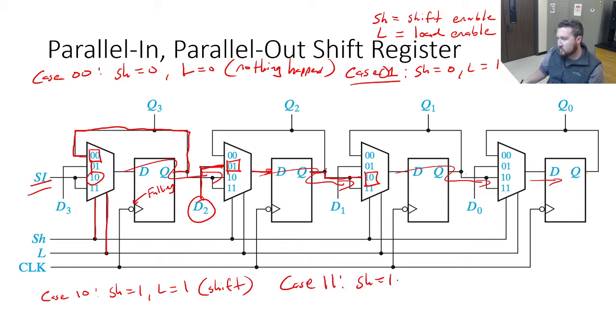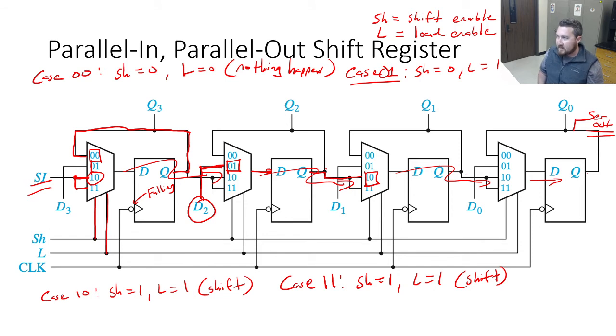And also, case 1, 1, which is SH equals 1 and load equals 1, we also want to shift, right? It wouldn't make sense to load and shift simultaneously. So what this design does is it takes the serial input and ties it directly, so this is tied to both of them. In the case where shift is 1, we don't care what L is. Shift gets priority. If shift is 1, then L is a don't care, and we're going to shift the bits. And that's serial out right there.